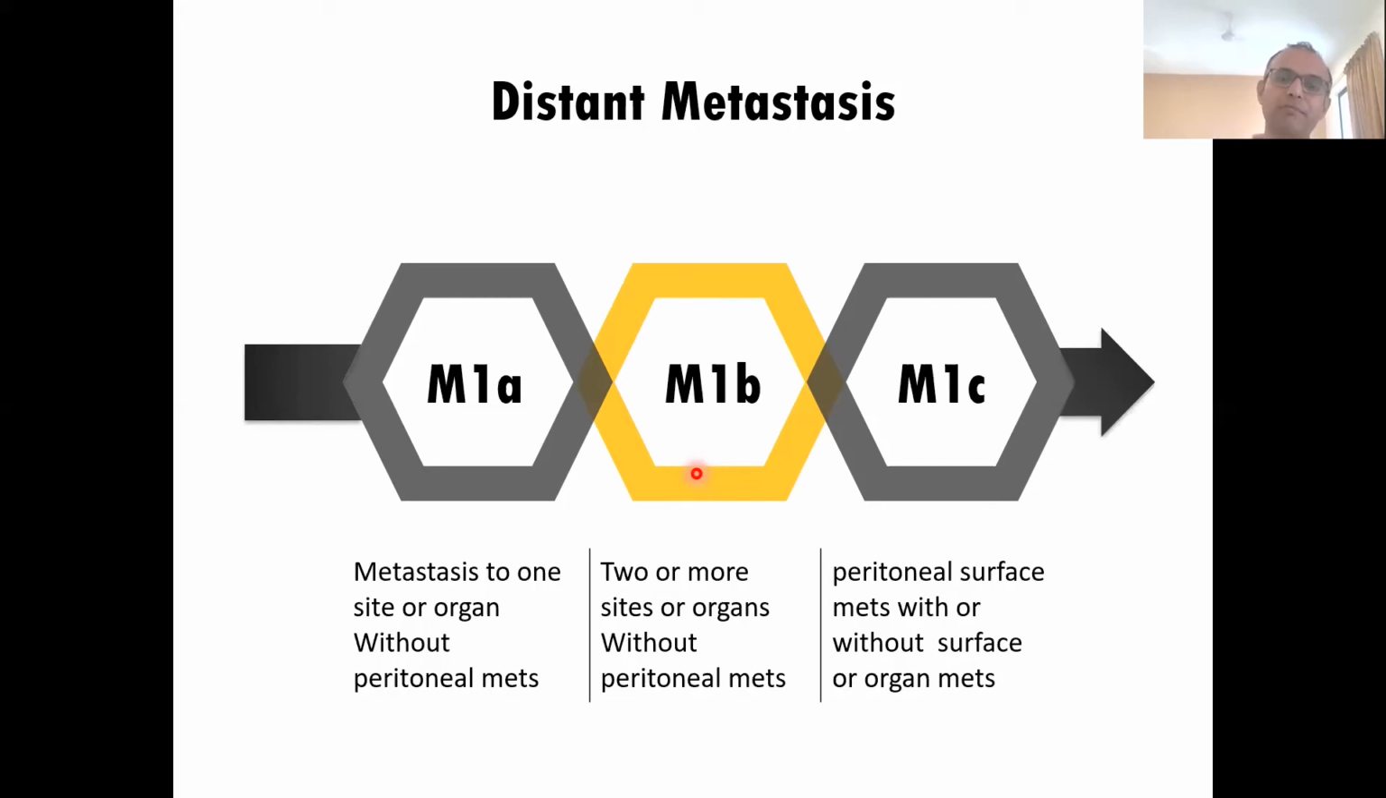So peritoneal mets has been given M1C because its prognosis in colorectal malignancy is worse as compared to other organ involvement. Liver is better than the peritoneum. Liver, lung, even isolated, we are planning for resection, a definitive curative therapy, in colorectal mets. If it is peritoneal, the option of HIPEC is there, but peritoneal disease behaves worse than the organ involvement.